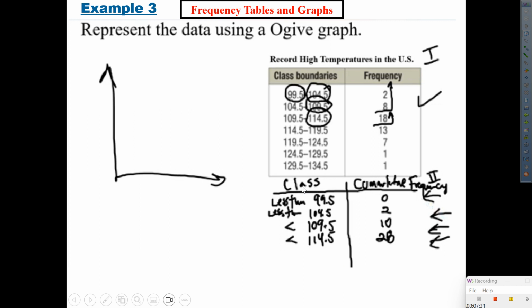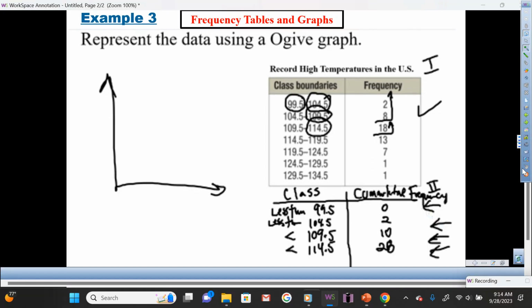One column of class, the other column of cumulative frequency. And we started with the smallest number, which was 99.5. We wrote less than 99.5, there was no data. Less than 104.5 was 2. Less than 109.5 was 10 because it's cumulative, 8 plus 2 is 10. Less than 114.5, once again cumulative, 18 plus 8 plus 2, that's 28. And let's finish this table. So let's continue from there.